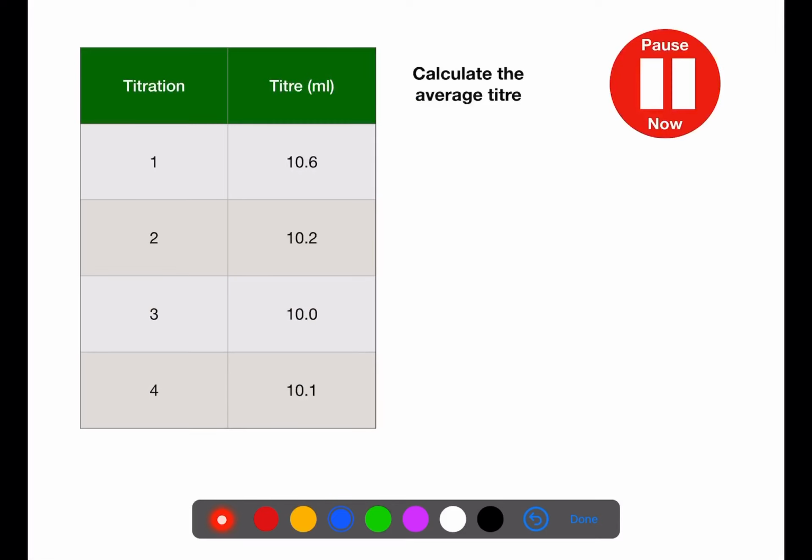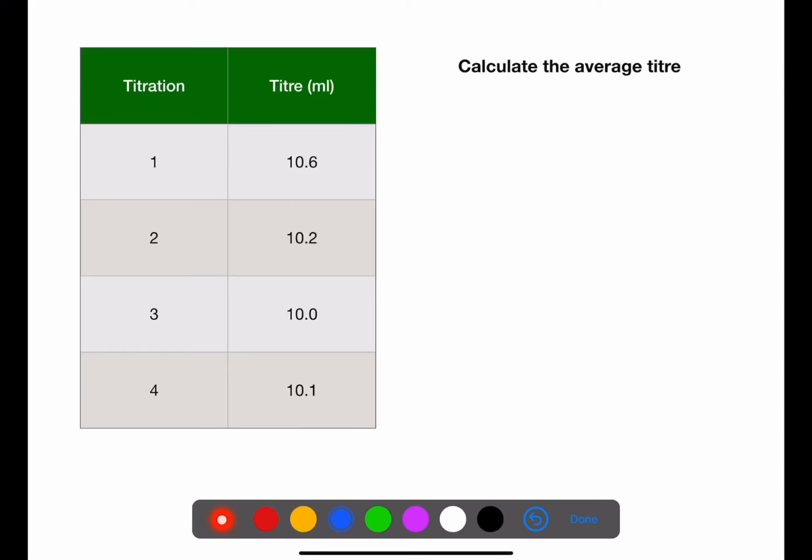Pause the video now and try to calculate the average titre. When calculating the average titre, you need to make sure that you only include concordant titres. So for National 5 and Higher, that is titres which are within 0.2 of each other. For Advanced Higher, that's titres which are within 0.1 of each other.